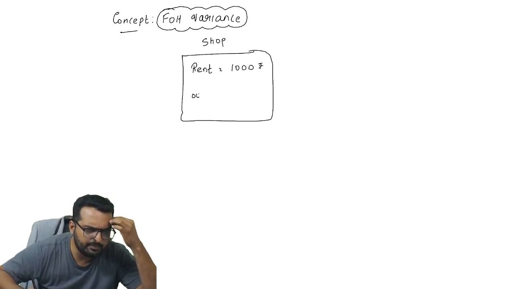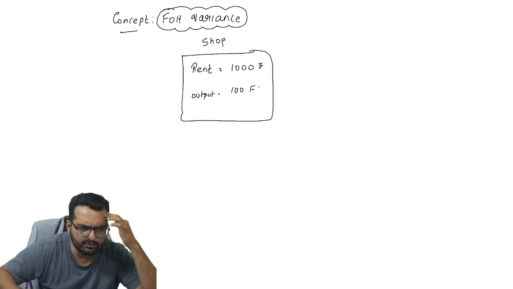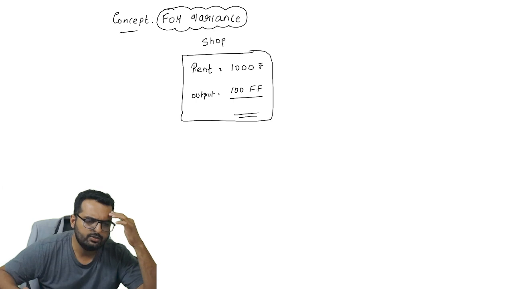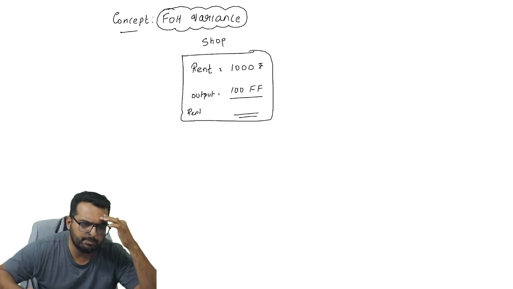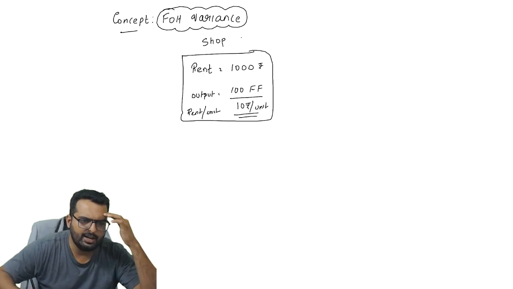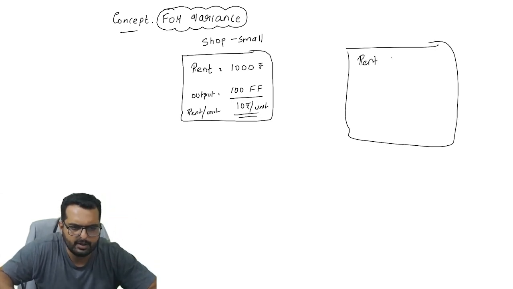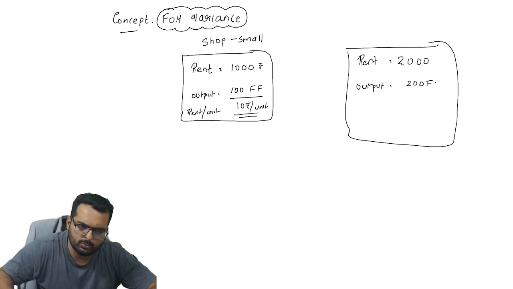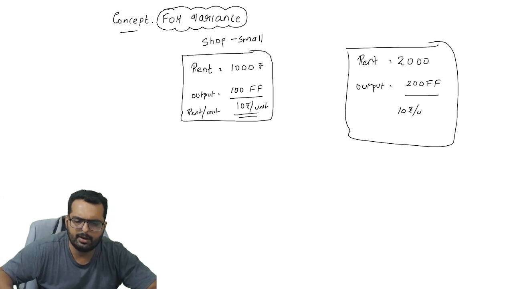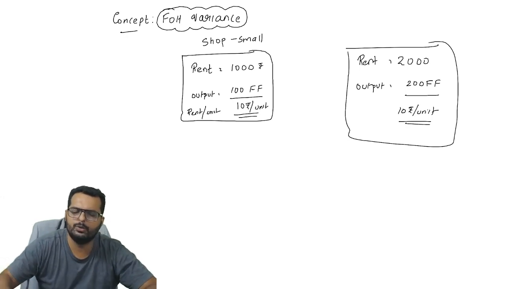1,000 rupees is the rent. Assume he's able to make 100 fish fry. All right. So now tell me, what is the rent per fish fry? It is 10 rupees. Okay. And let's assume this shop is a small shop. Instead of small, this fellow can go for a big shop. So when he goes for a big shop, the rent will be 2000, but the output will be 200 fish fry. The rate per unit will be 10 rupees per unit only.